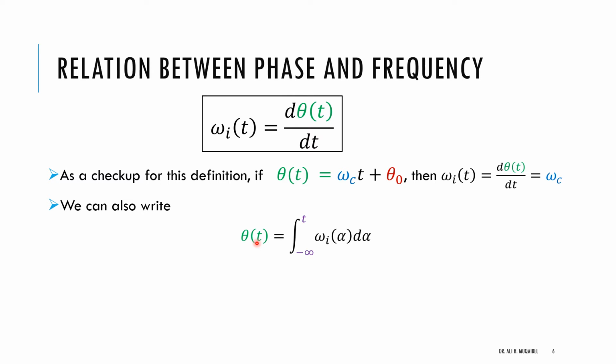Now we can also define the opposite. The angle equals the integration of the instantaneous frequency. So we start at minus infinity up to the variable time. We cannot repeat the variable here, so we can use a dummy variable alpha d alpha or lambda d lambda or whatever you want. So the opposite of differentiation is integration from minus infinity to the variable t in our case.